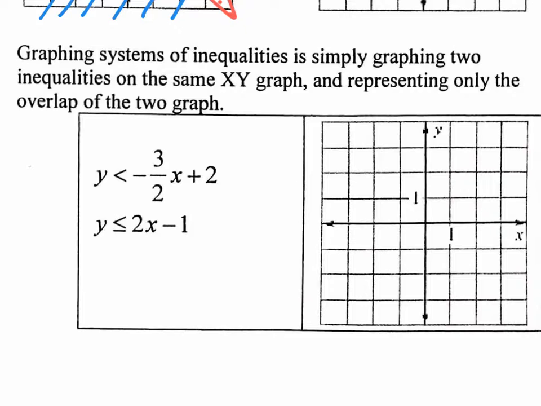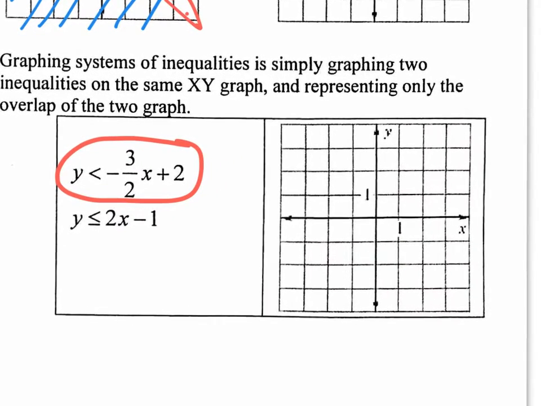Let's take a look at this top equation. And I want to graph this top one in red. So where does that cross the y-axis? 2. And what do I do from that point? Down 3. 1, 2, 3 over 1, 2. Let's put a dot right there. And is this going to be a solid or dotted line? Dotted.